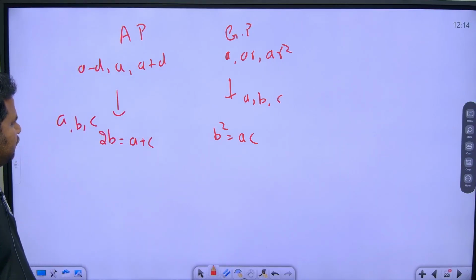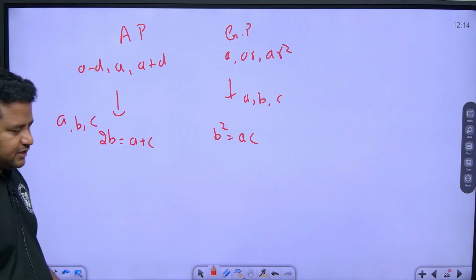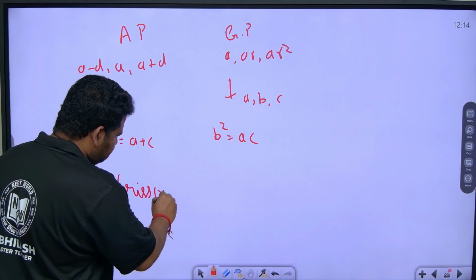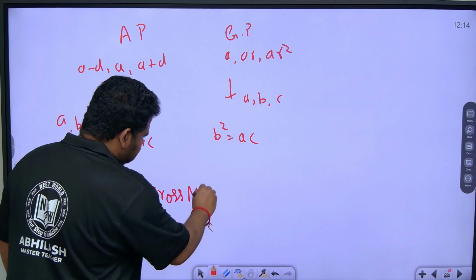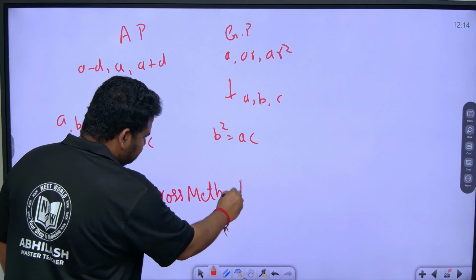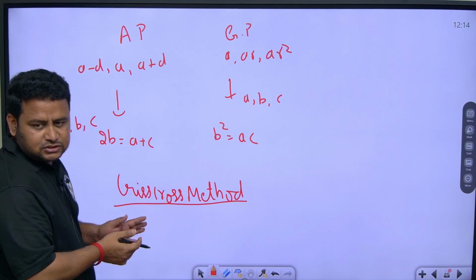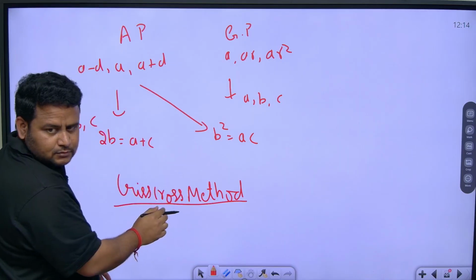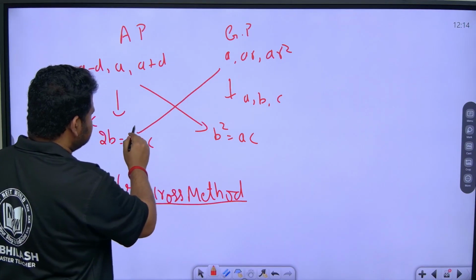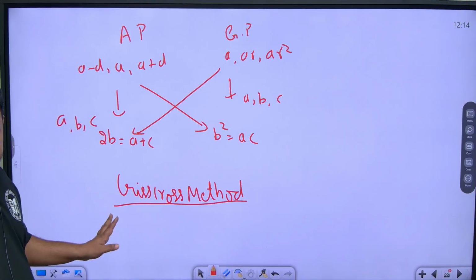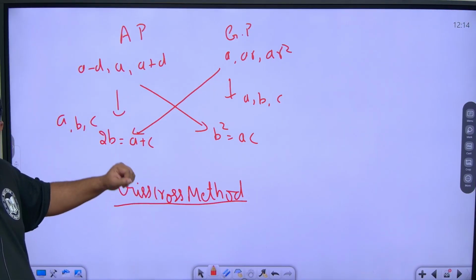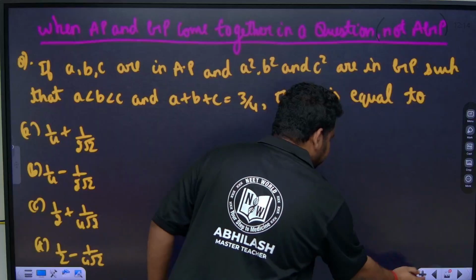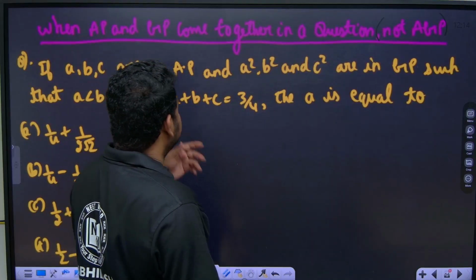Now what I am going to tell you is, we are going to use the crisscross method. While solving the question, to use a shortcut, we will use the crisscross method. That is, whenever we are using AP, we will use this one, and whenever we are using GP, we will use this one. 2B is equal to A plus C. This you will not understand now. When we do the question, you will understand. Clear? So this is the meaning of AP and GP coming together in the question.